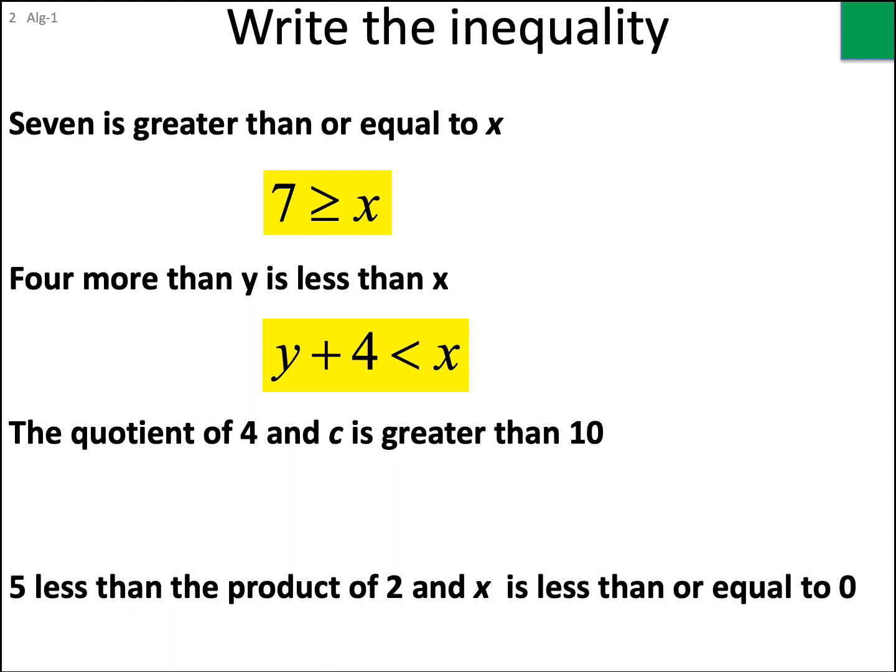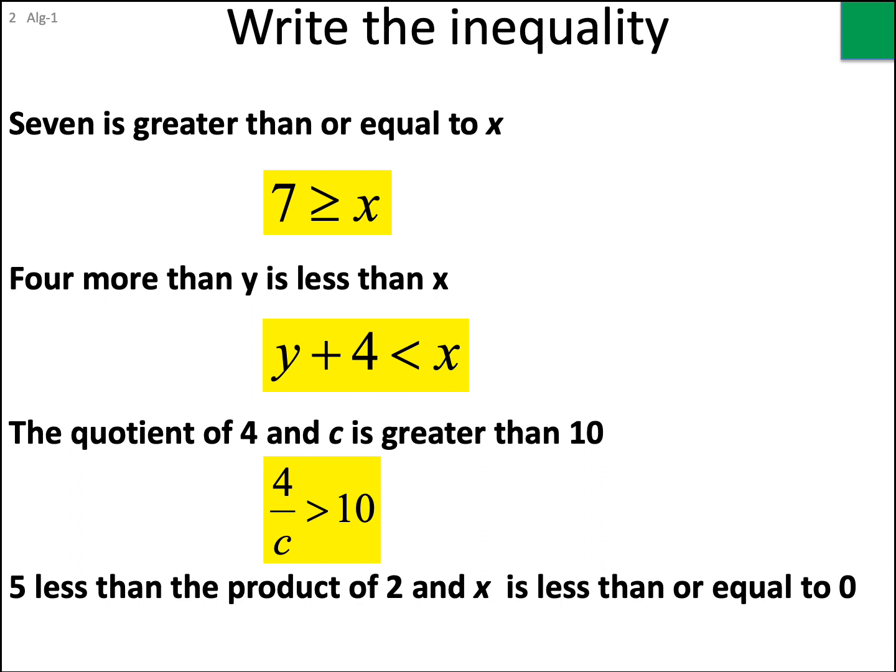The quotient of 4 and c. Quotient means what? Multiplication or division. It means division. In Algebra 1 world, we never use the division symbol. We always use the fraction bar. So the quotient of 4 and c, whenever you see the word quotient, it goes in exact order. The first thing listed is the numerator. The second thing listed is the denominator. So the quotient of 4 and c is greater than 10.